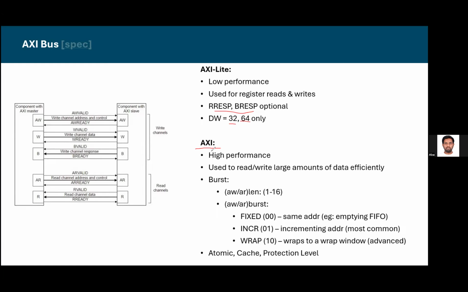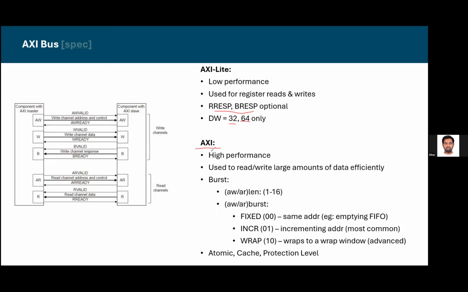The burst protocol has a few things: AWLEN and ARLEN, and AWBURST and ARBURST. There is also AWSIZE and ARSIZE. These three are part of the request channel. What is the request channel? That is the AW and AR channels. They are signals that are part of the request channel.